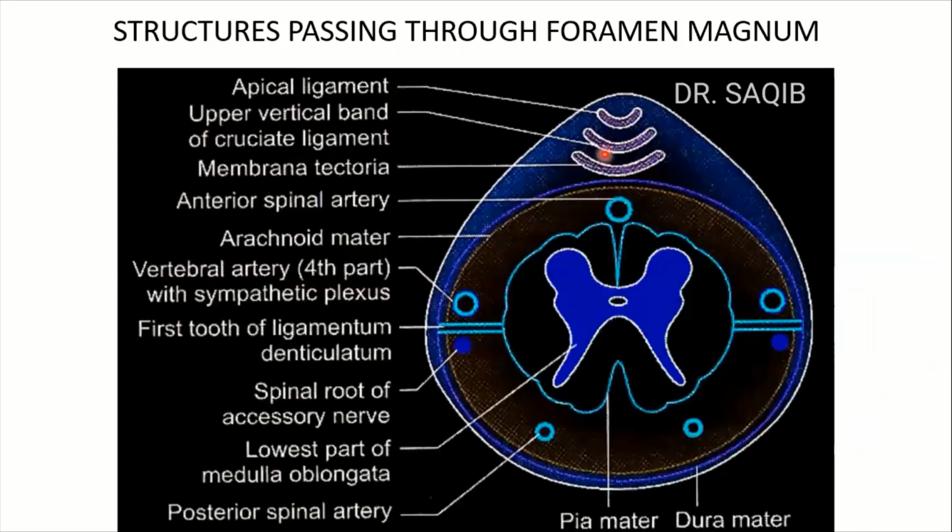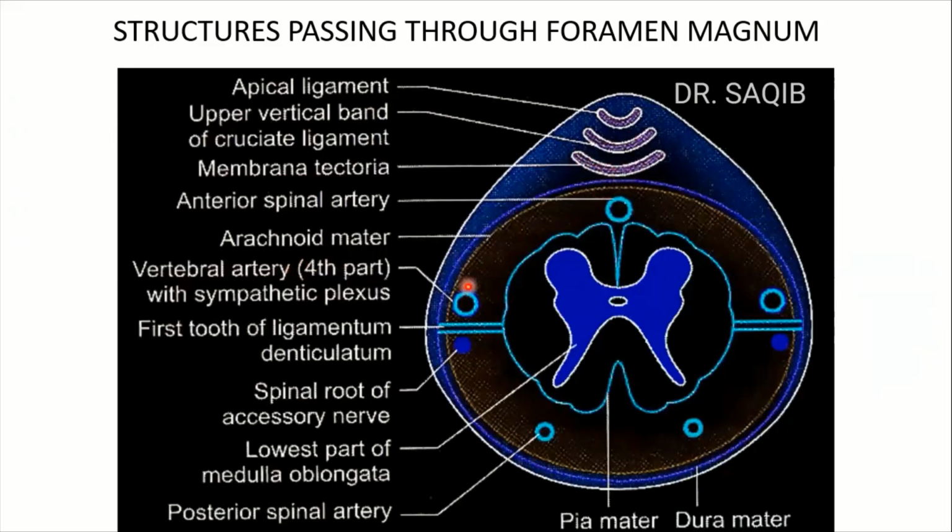So this is a very interesting picture. It's a very interesting subtopic, structures passing through the foramen magnum. It is a university question for some students and a viva question in many exams. And I think it's a beautiful diagram shown for you. In its anterior narrow part passes the apical ligament, and then the upper vertical band of the cruciate ligament. And this is the membrana tectoria, or the tectorial membrane, right?